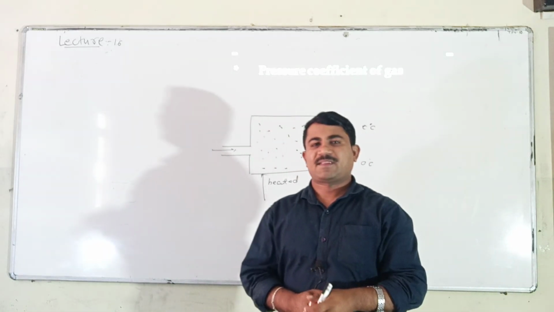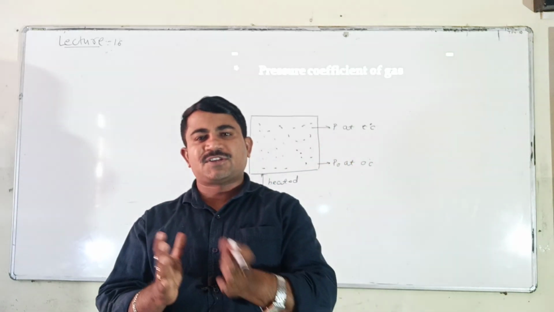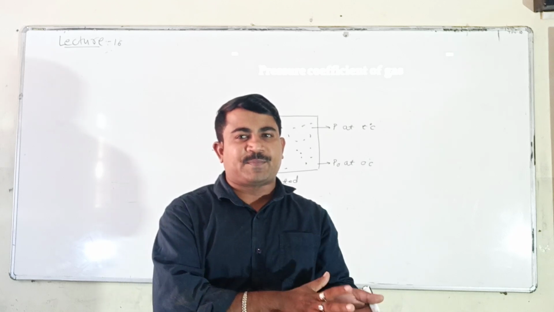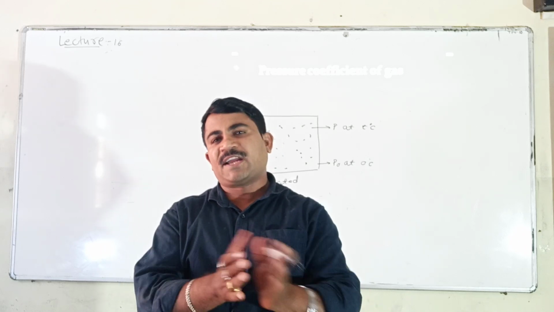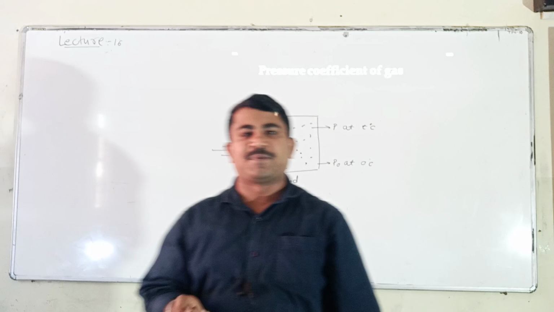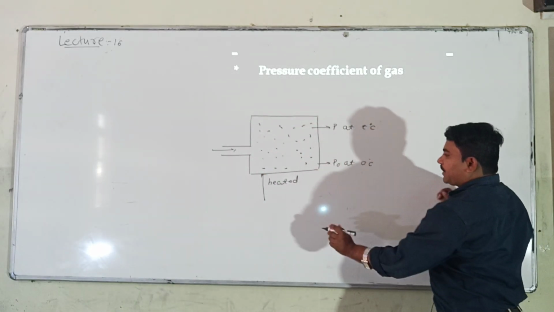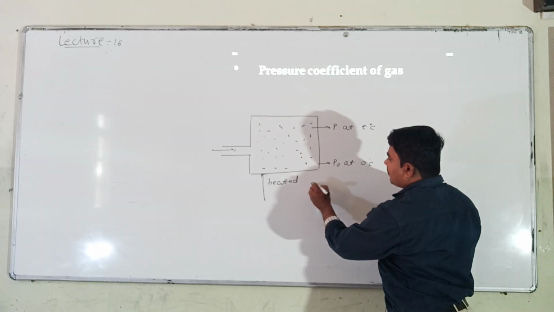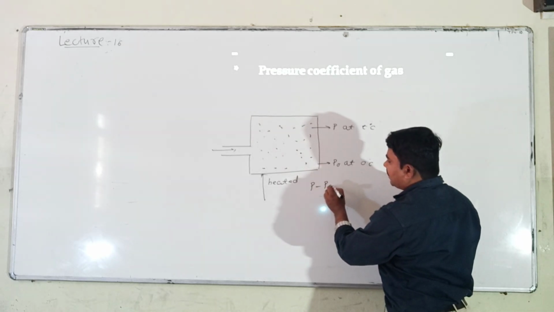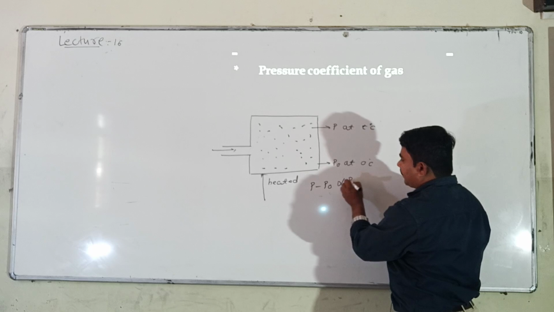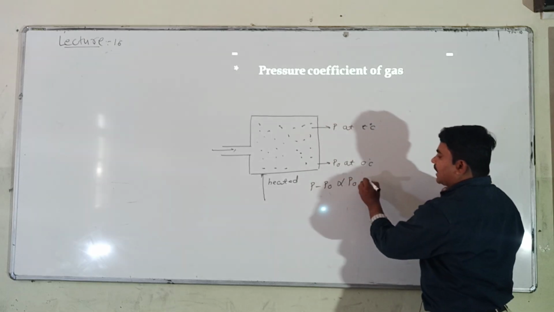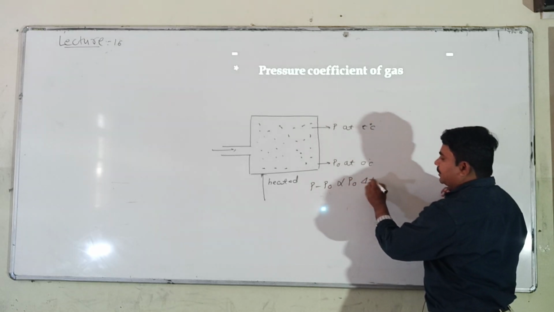Right. Again let us go. The change in pressure is directly proportional to the original pressure, and directly proportional to the change in temperature. Shall I observe here? Look at me. The change in pressure I am taking. Change in pressure means final pressure minus initial pressure, directly proportional to the original pressure, directly proportional to the change in temperature.